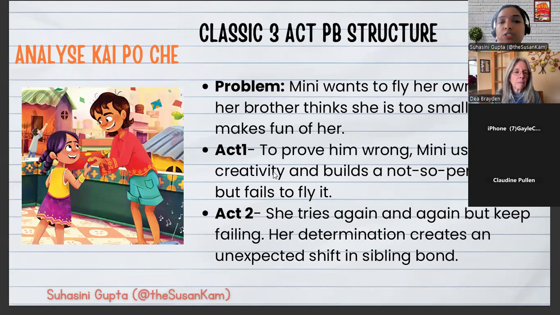So in Act 1, she tries to prove him wrong. Minnie uses her creativity and builds a not so perfect kite, but fails to fly it. In Act 2, she tries again and again, but keeps failing. But this determination creates an unexpected shift in the sibling bond. Now, although it has a traditional arc, you see there is a parallel structure also, because initially there is a contrast and then there is a shift in the sibling bond.